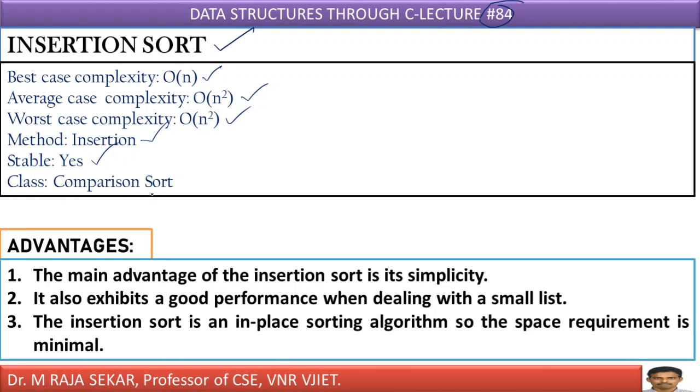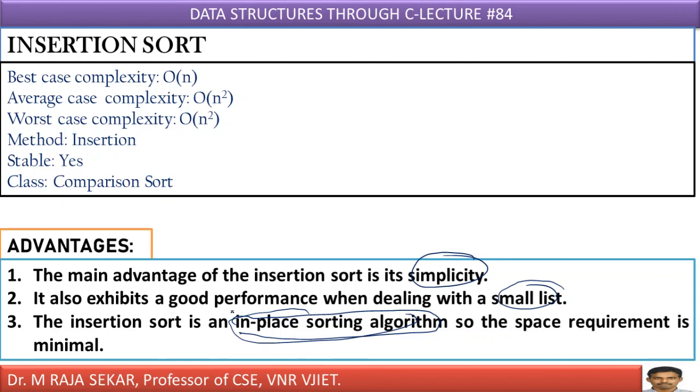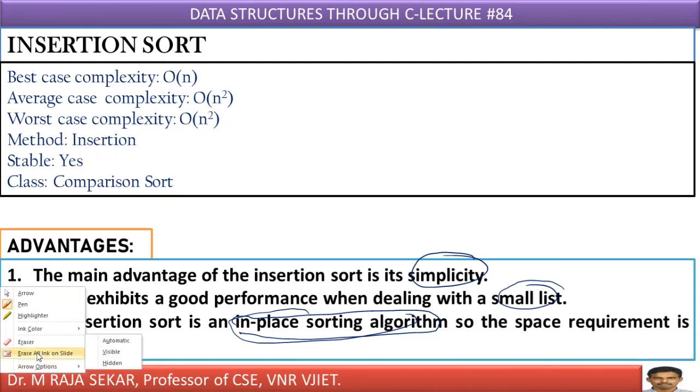Basically, this comes under comparison sort. This algorithm belongs to the class of comparison sorts, which means that by comparing elements only, we can keep elements in sorted order. The advantage of this particular sorting algorithm is that it is a simple algorithm. It is suitable for small lists. This is basically an in place sorting algorithm, which means it needs less amount of memory.